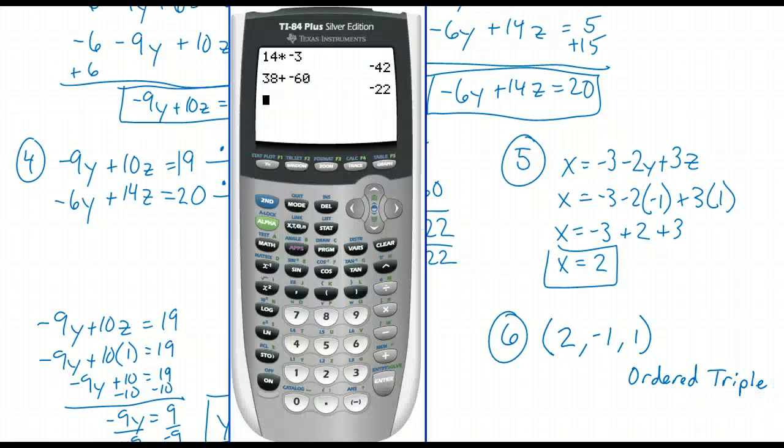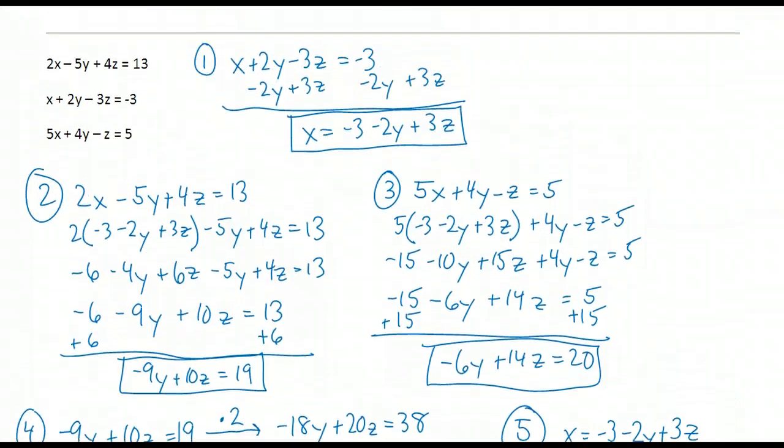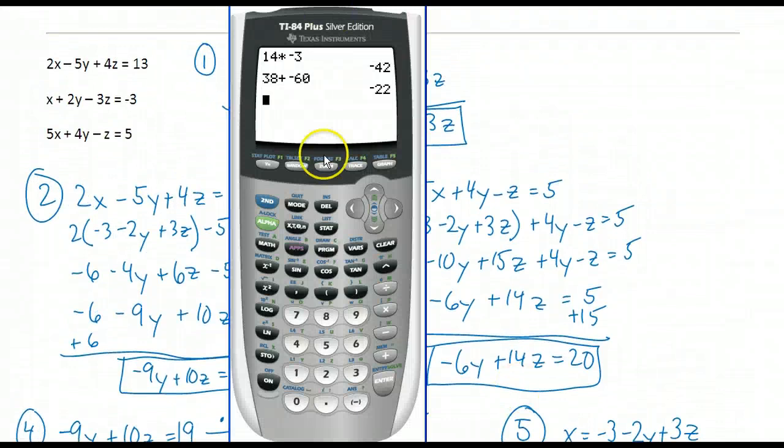Now I want to use my calculator to check my answer. I'm going to scroll up to my original equations, and I'm going to plug my x, y, and z value in to make sure that I get a true equation. So I have 2 times 2 minus 5 times negative 1 plus 4 times 1. And I do get 13, so it works in my first equation. But I need to make sure that it works in all 3 equations.